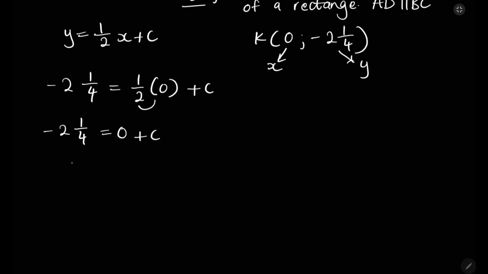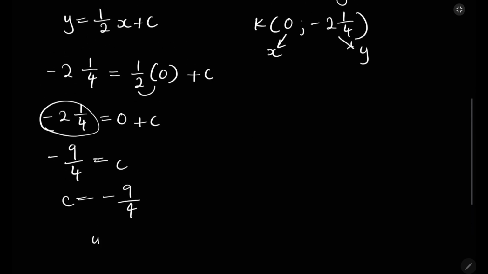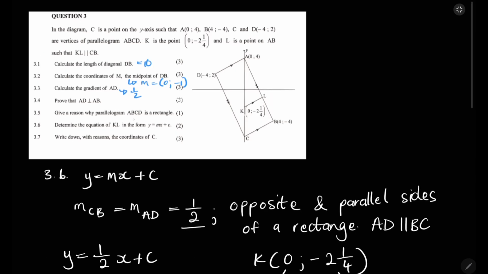-2 1 over 4 is a mixed fraction. It can be written as -9 over 4. Use a calculator to verify by punching this in and pressing S-D, is equal to 0 plus c is c. Therefore, c is equal to -9 over 4. Now let's write our formula. We have y is equal to 1 over 2x minus this part, which is your c, 9 over 4. So you've answered 3.6.